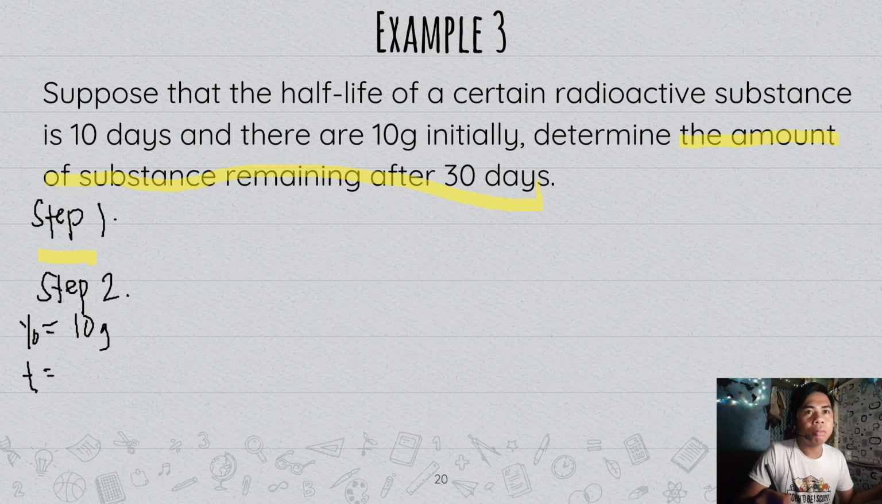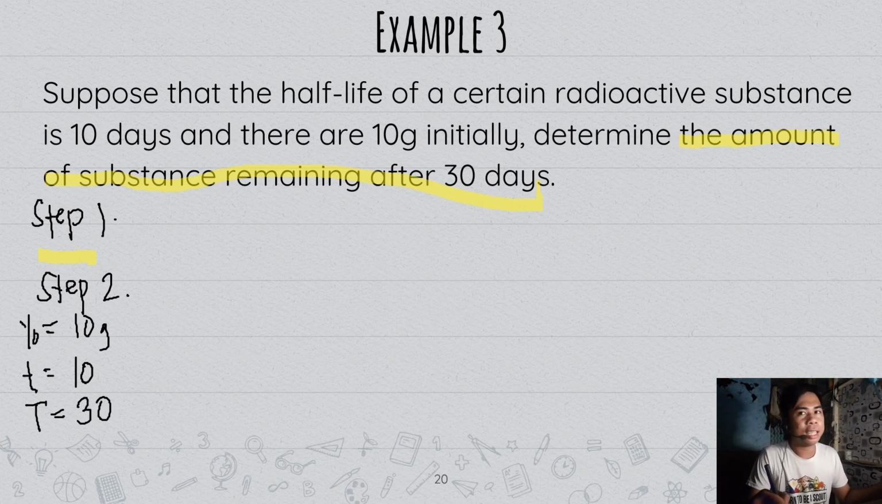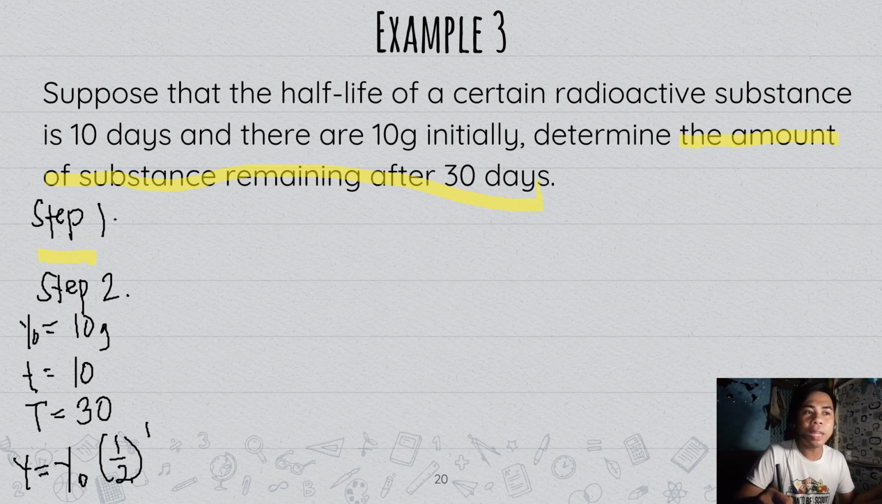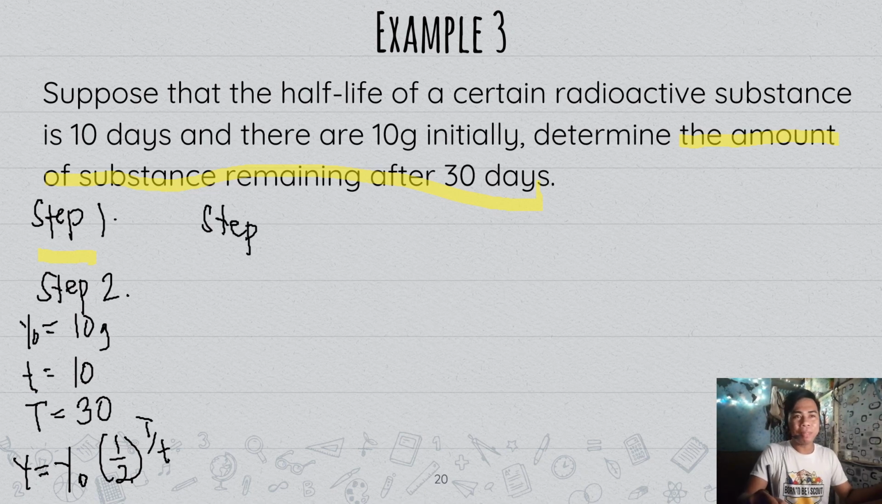So what's the small t? What is the half-life? It's 10 days. What is remaining? That's the capital letter T, so that would be 30 days. What else? There's no more given, because it's half-life, so our n is 1/2. In half-life, n is always 1/2, okay? So the formula is y is equal to y sub 0 times 1/2 raised to capital letter T over small letter t.